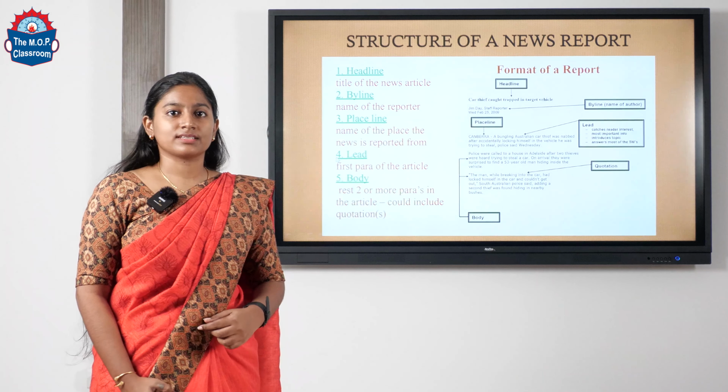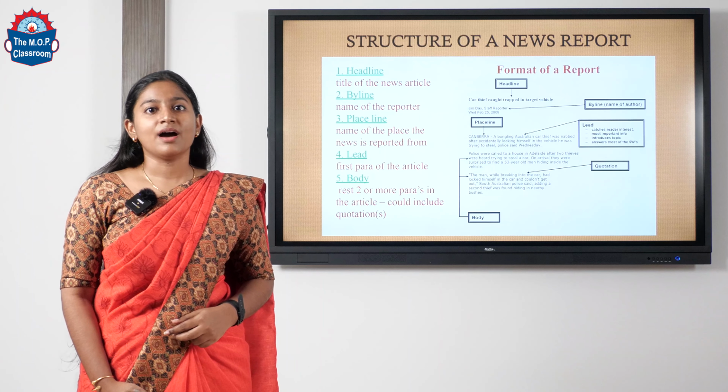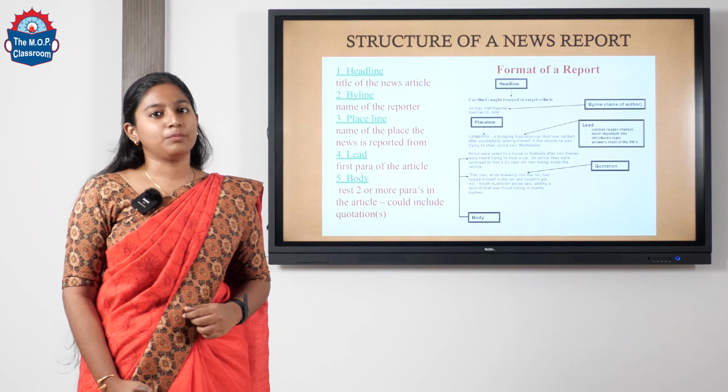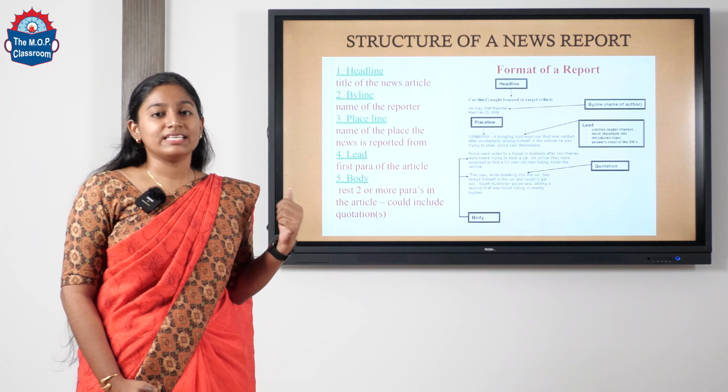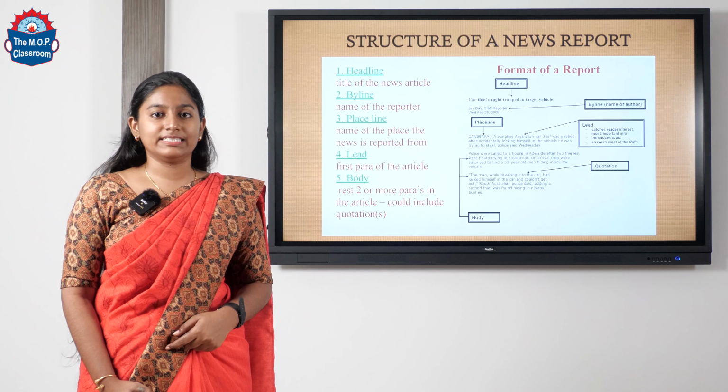A news report is comprised of 5 elements. They are headline, byline, placeline, lead and body. So as you can see, the first element is the headline, so we'll be looking at that in detail.